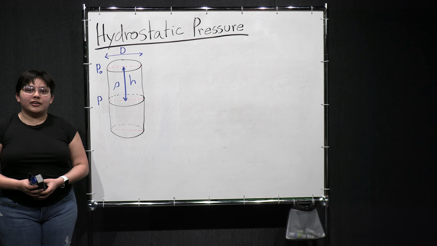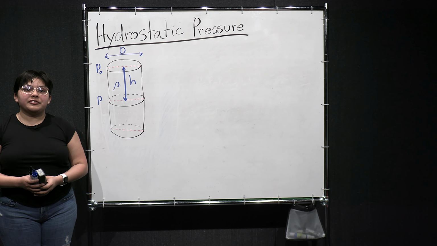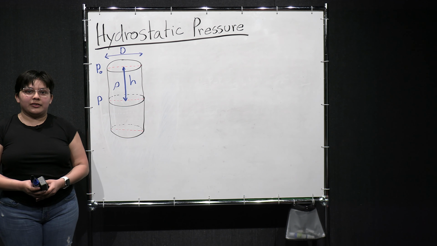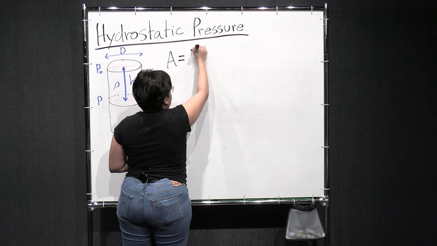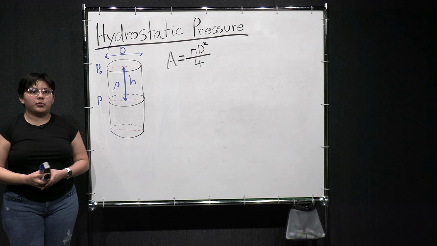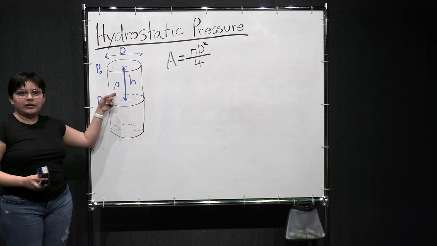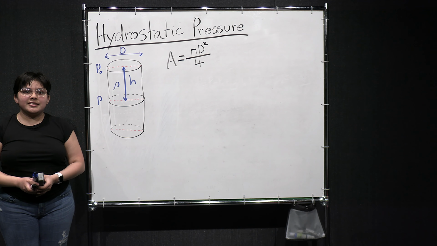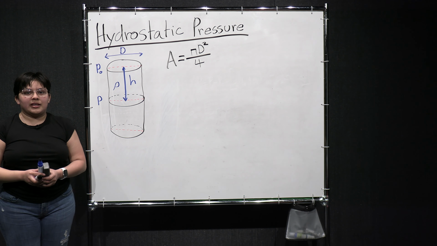Let's calculate the weight of a column of water at a depth h and a cross-sectional area of A, which is pi d squared over 4 for a cylinder. We'll call the pressure at the surface of the water P naught. The density of the water is rho. The mass of the water is the density times the volume, rho times A times h. The weight or normal force at depth h is mg.